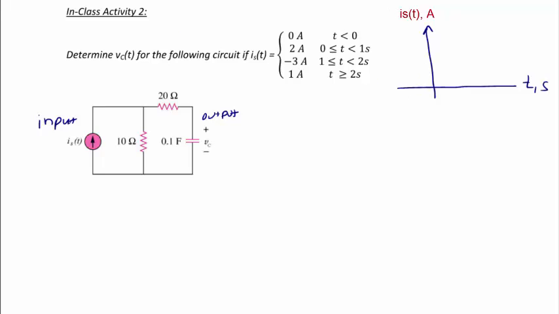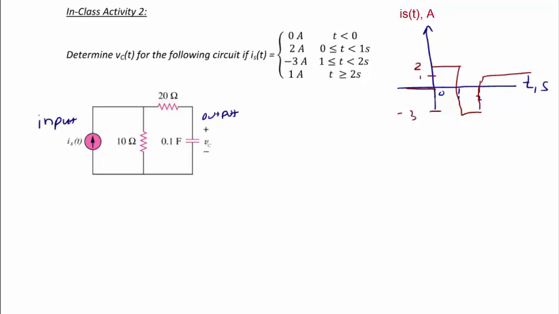And for t less than 0, we have 0 amps. And then between 0 and 1, it jumps up to 2 amps. And then between 1 and 2, it jumps down to -3 amps. And then for greater than 2, it goes to 1 amp. So here's our -3. And then at time 2, it jumps up to 1 amp for the rest of the time. So this is a piecewise linear function.